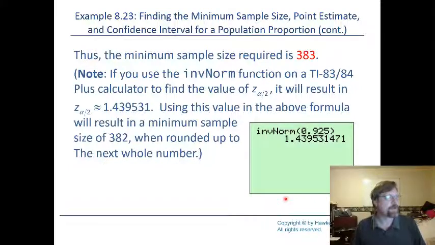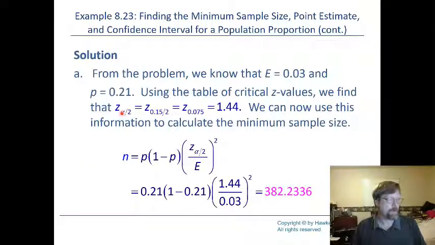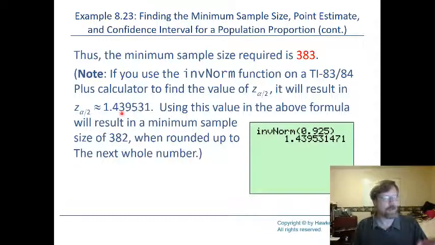If we use the TI-83/84, we'll end up with 382 when rounded up, because again, with rounding error, we got 1.44 there and 1.439531 here. So it's a small difference due to the rounding error.